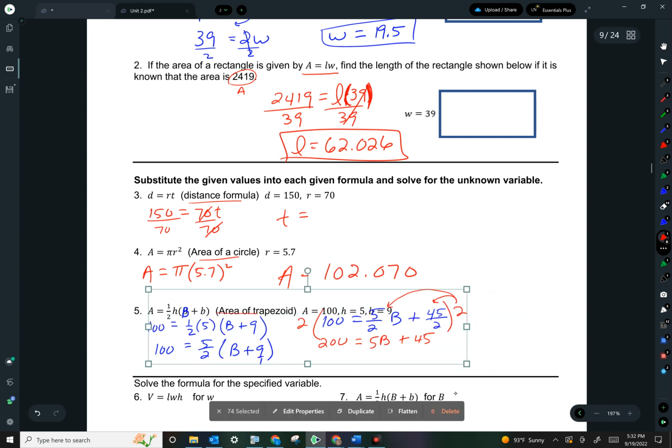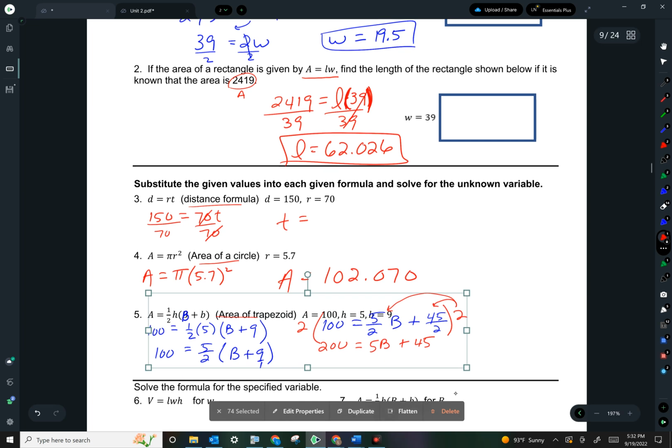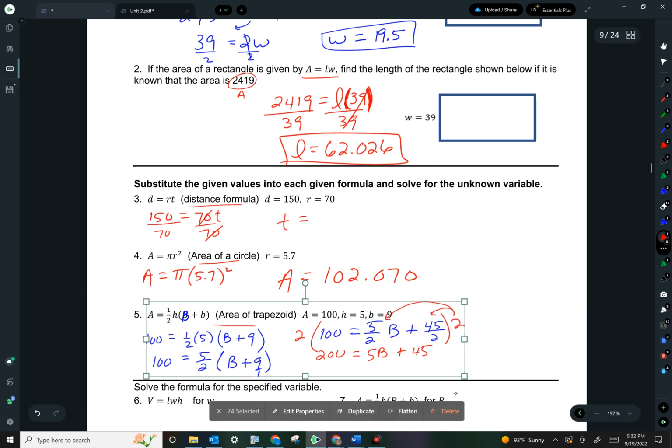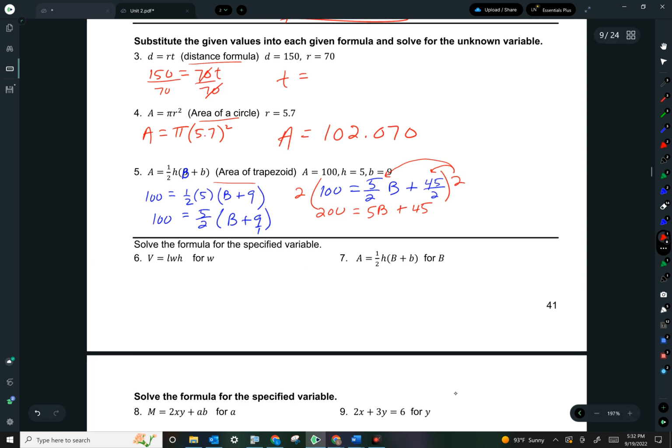Now it looks like something we're a little more familiar with as far as doing the solving. So if I want to solve, I'm going to subtract my 45. If I subtract 45, that's going to give me 155 equals 5B. And last step, divide by 5. So B is going to equal, I think that'll be 31. Okay, so we're having to practice our solving skills, but they gave us all the numbers we needed.